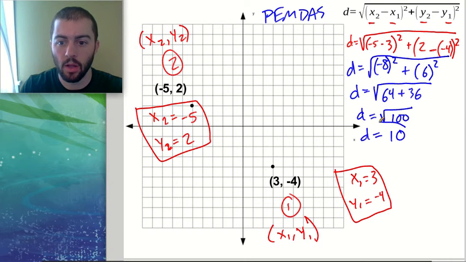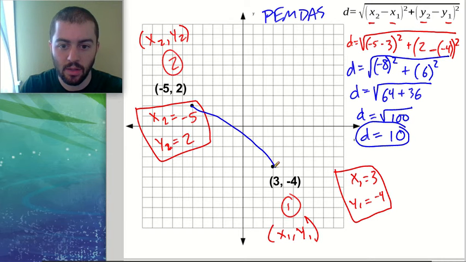So a distance of 10 means the straight line distance from point A or point 1 to point 2. Obviously, this wasn't a perfectly straight line, but you get the point. The distance that we're looking for here is straight as the crow flies from point 1 to point 2. In other words, a beeline, a straight line from point 1 to point 2. That's the distance that we found here.